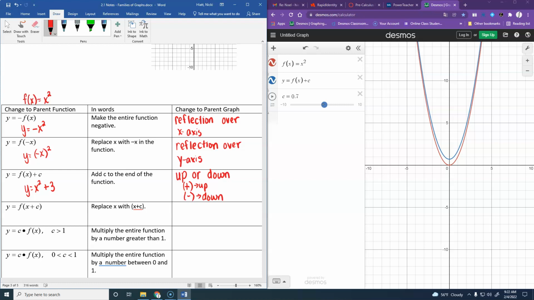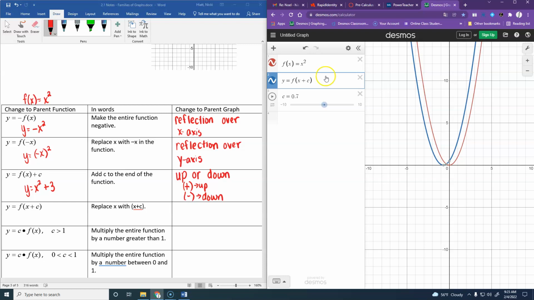Okay, there. All right, what about when we start putting it inside of the parentheses? Left or right? Does it go in the same direction? It's opposite this time. So if I put my plus c here on the inside, you can see it's going to go left or right.